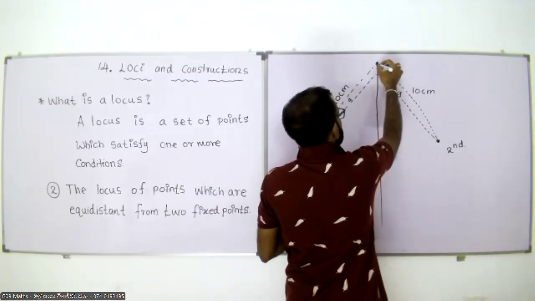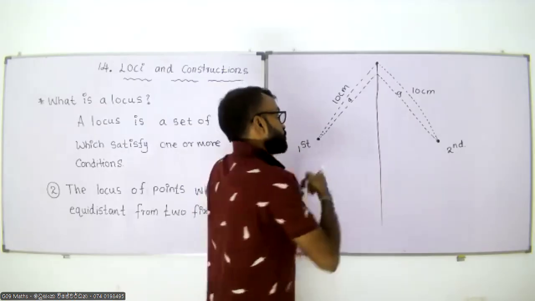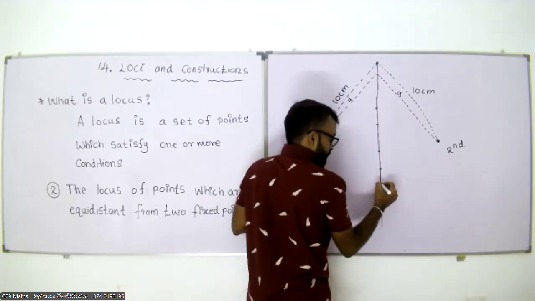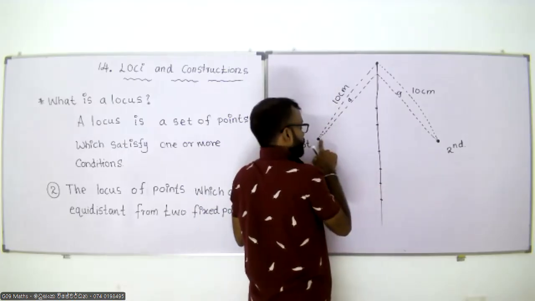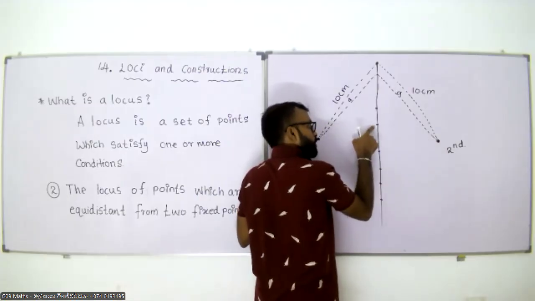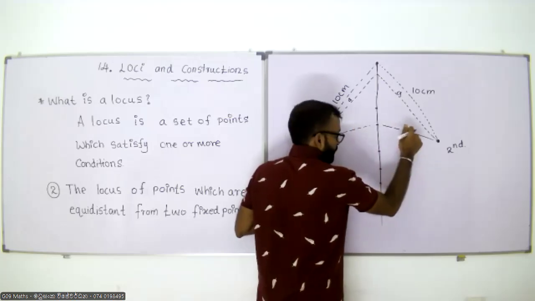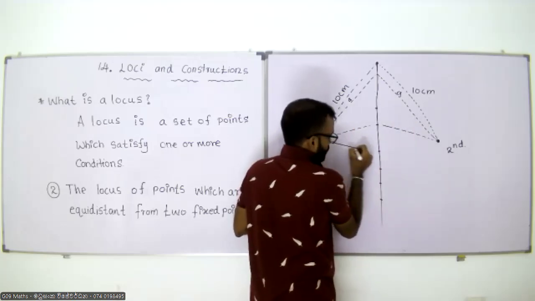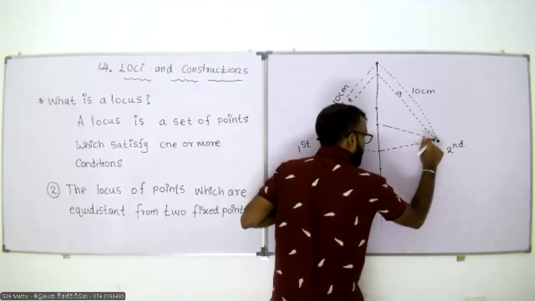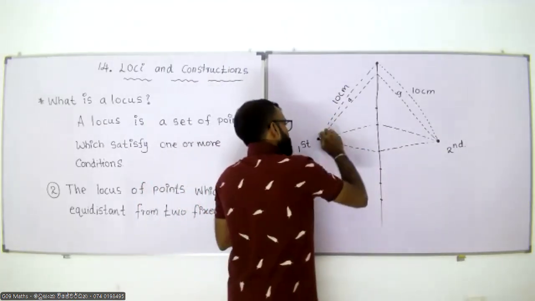So these are the points. If you measure the distance to these same points that I have marked, from the first fixed point to this point and from the second fixed point to this point, those lengths will be equal. Equidistant, right? These lengths will be equal. And I am going to clear these dotted lines.